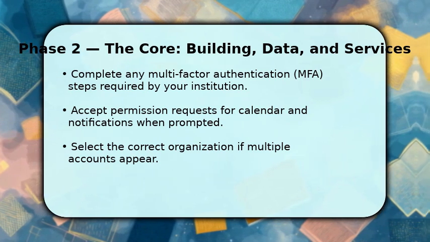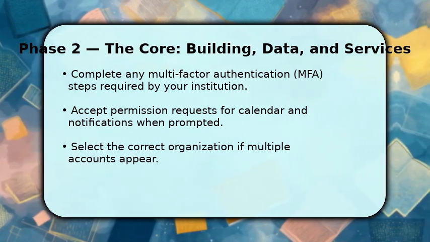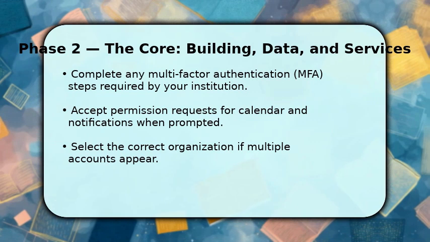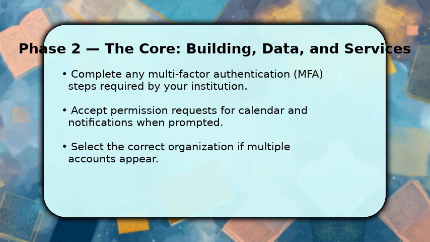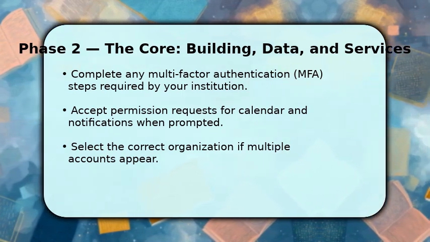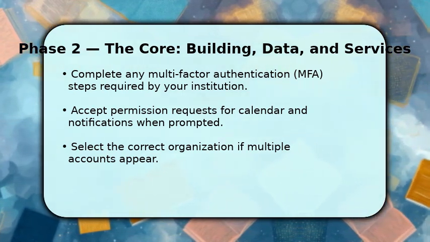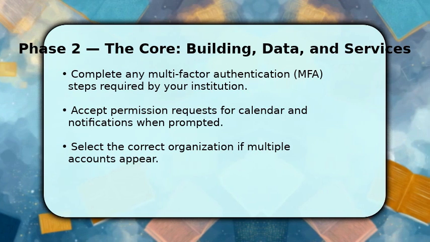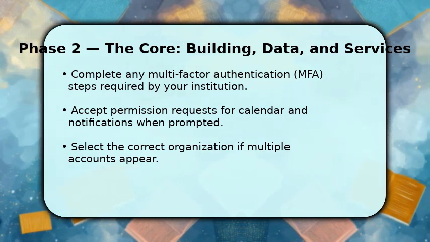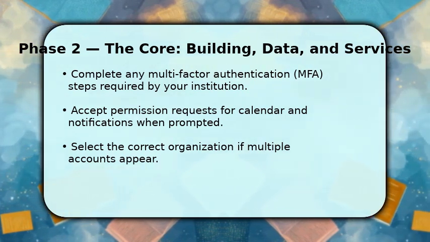Next, allow Teams access to your calendar and notifications so class invites and alerts arrive on time. If you see multiple organizations listed, pick your school. Choosing the wrong one prevents access to class teams and files. Take a breath and confirm. Finally, confirm you can access classes, assignments, and files. These indicate a successful login and proper permissions.